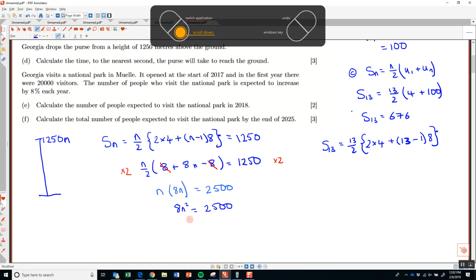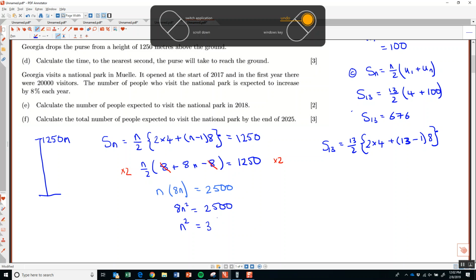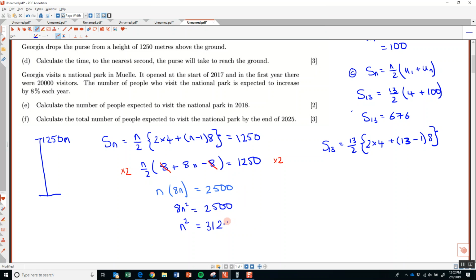Next, divide by 8 on both sides, and I end up with n squared equals 312.5. And then to find out n, we have to square root your answer. But I just forgot to square it. Okay, so you square root your answer and you get, alright?